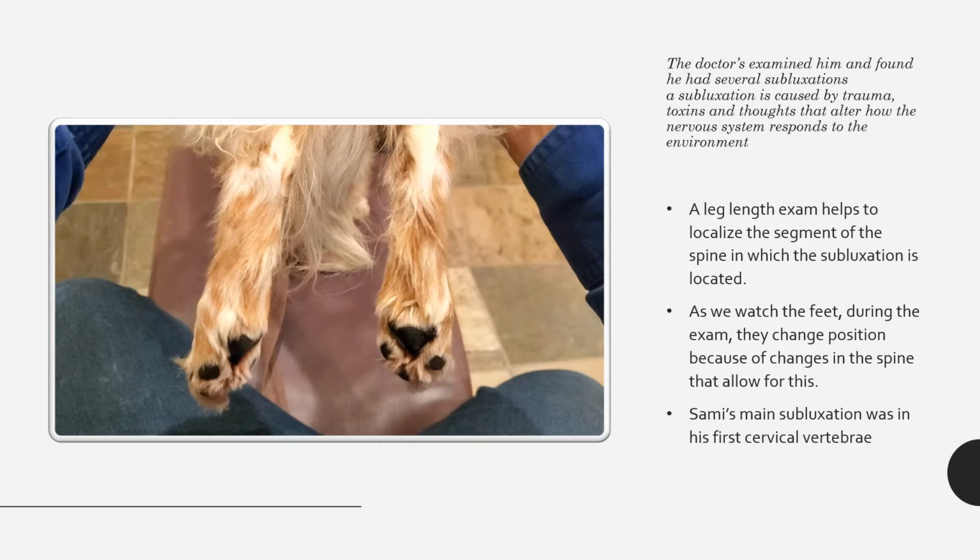A leg length exam helps to localize the segment of the spine in which the subluxation is located. Generally speaking, we're looking for a subluxation either further back in the spine where his apparent issue was, the back legs, or further forward in the spine, because of the way that the spinal cord is set up in small animals, in animals in general. It can be anywhere along the cord. As we watch his feet during the exam, we're going to see them change position as the assistant turns his head.